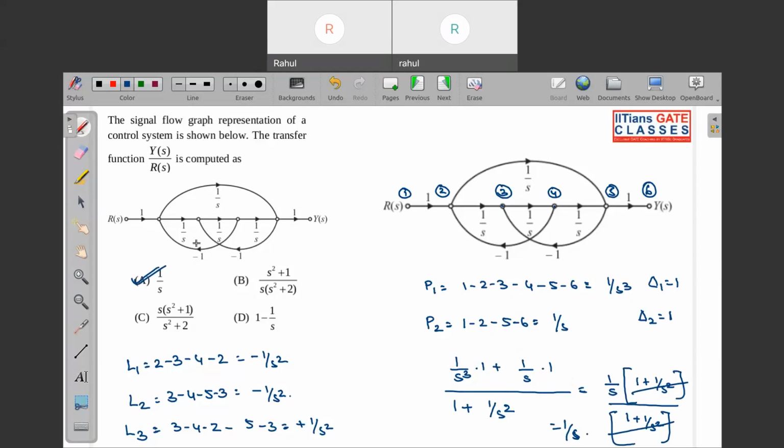So in the exam, these kinds of questions will be asked from SFG and block diagram. So we have seen, even the theoretical part we have seen. So in this session, we have completed your SFG and block diagram also.